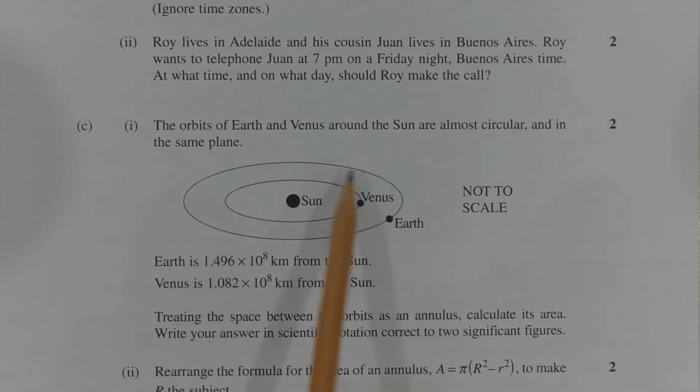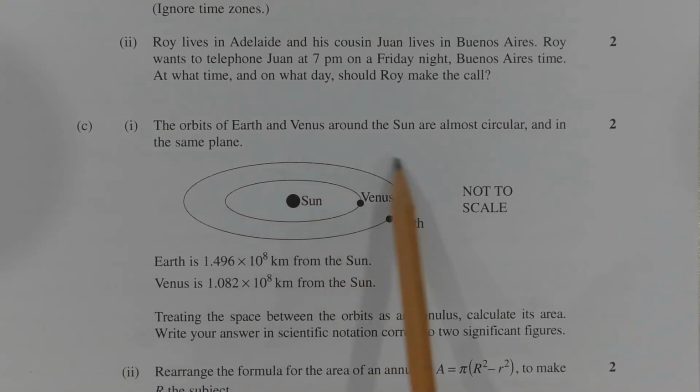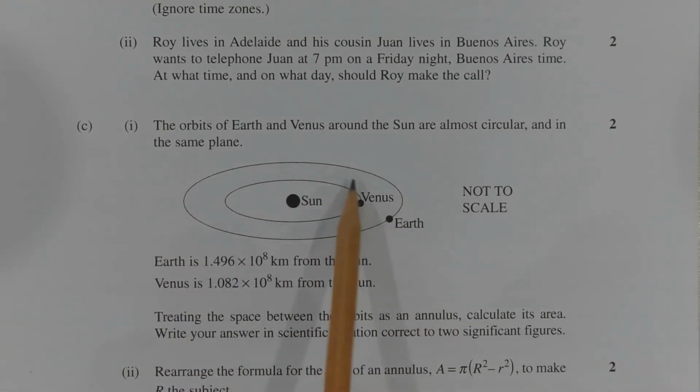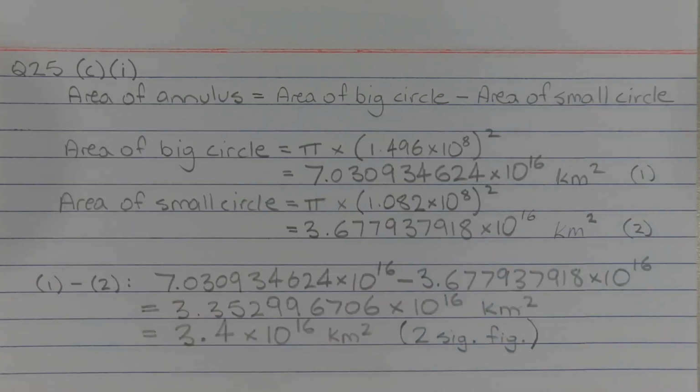The area of the annulus is the area enclosed between the big circle, which is the orbit of Earth, and the small circle, which is the orbit of Venus. So the area of the big circle is equal to pi times the radius squared, and that's the radius of the orbit of Earth squared, which is (1.496 times 10 to the power of 8) squared. And that equals 7.030934624 times 10 to the power of 16 square kilometers.